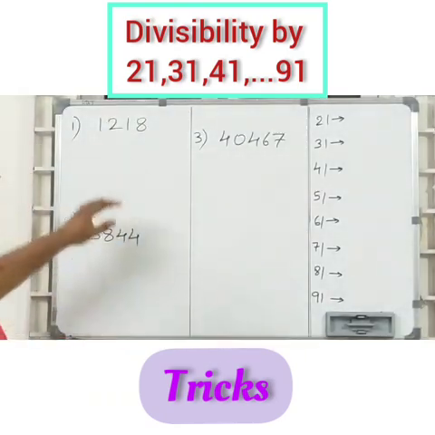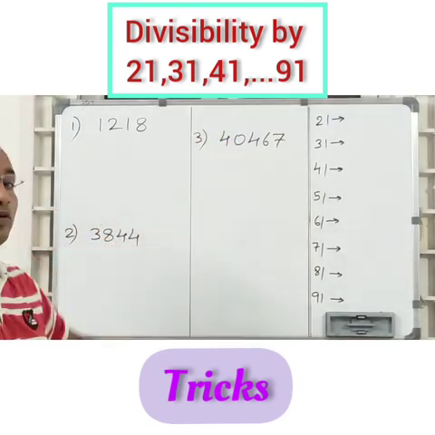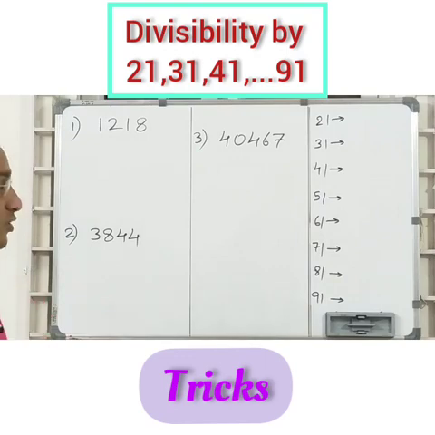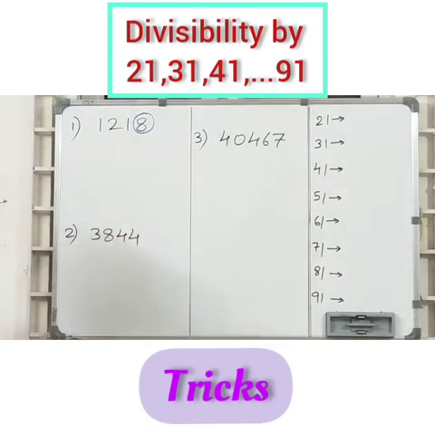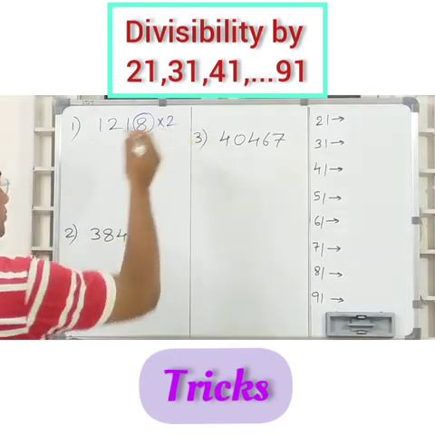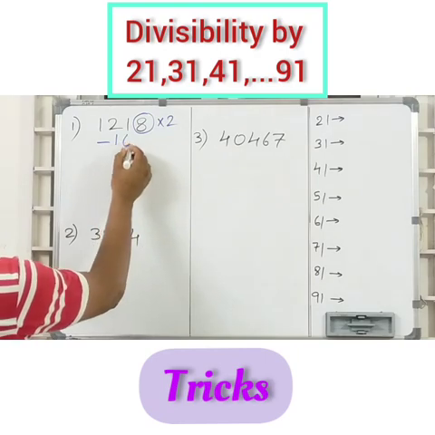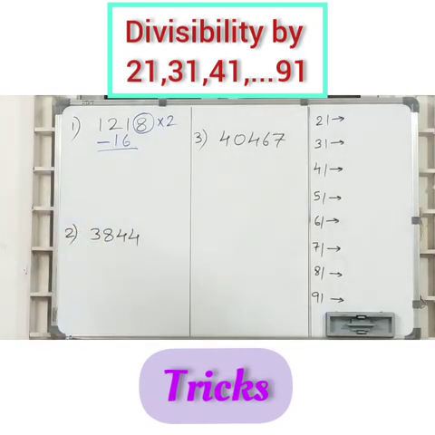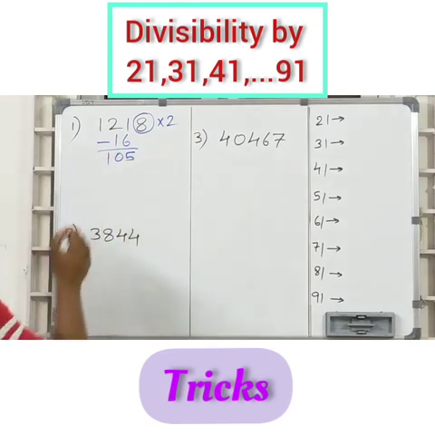Coming to the first example, 1218, we are going to check whether this number is divisible by 21 or not. Ready friends? See here what I am going to do. I take the last digit and multiply it with 2. So what do I get? 16. That I subtract from the remaining 3 digits. So what do I get? This is 5, this is 0 and this is 1.